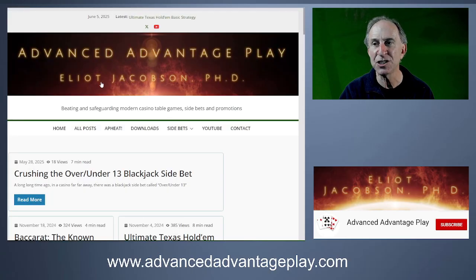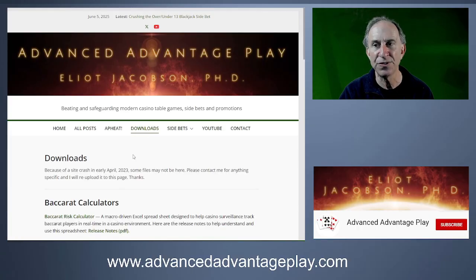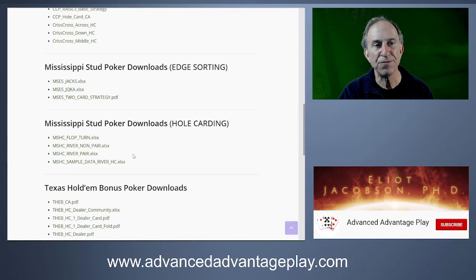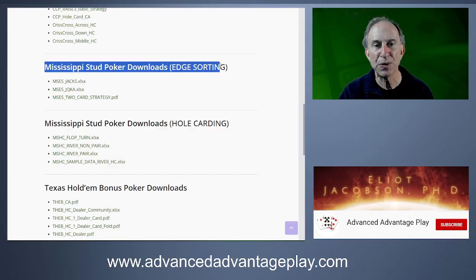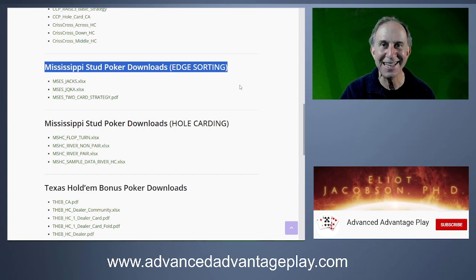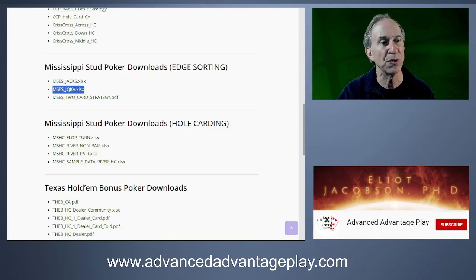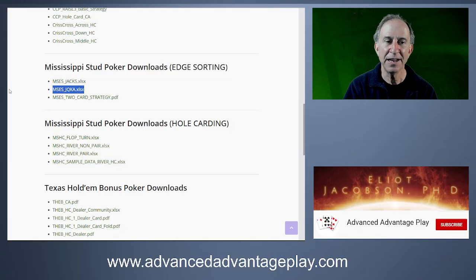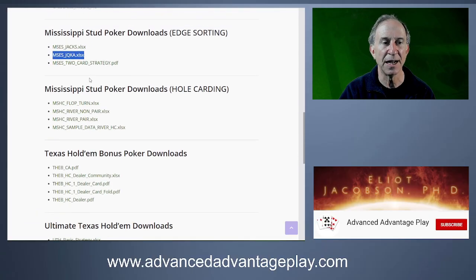If you go to advancedadvantageplay.com and you go to downloads and you scroll down, you will find here Mississippi Stud Poker Downloads Edge Sorting. And here you will find at great length the edge sorting strategy for every possible situation that could come up, assuming that the deck is perfectly sorted, right? And these are to be used in conjunction with the discussion in my book, Advanced Advantage Play. But he was asking in particular about this file, and so for the person who wrote the email, here it is. Here are the edge sorting files.